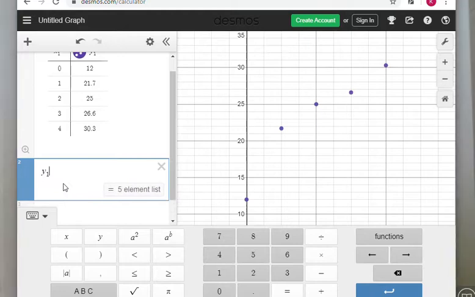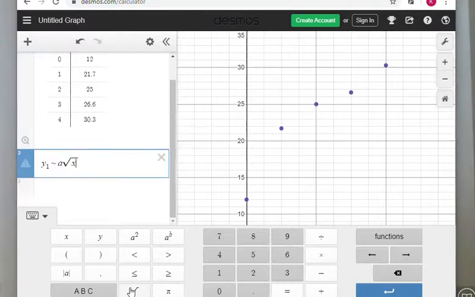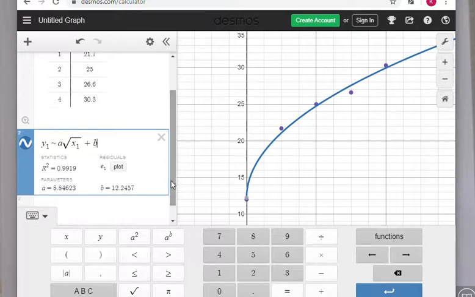Y1, do regression, and then my square root format. A times the square root of x1 plus b. Okay. And there we go. We've got the a and the b value that Desmos gives us. And then I'm going to look over here and say it wasn't bad, right? This point's a little ways off, but the rest of them seem to fit pretty well. So the square root model's not too bad. The r squared is 0.99, which is really good. So I'm going to go ahead and say, yeah, we can use this.